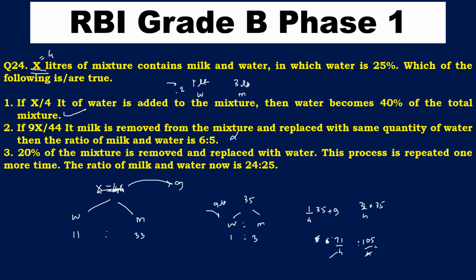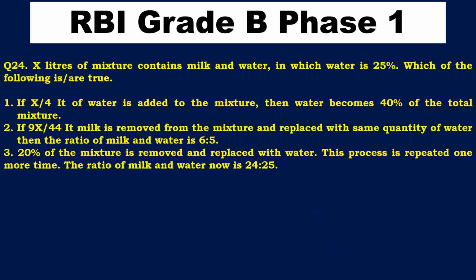Next, 20% of the mixture is removed and replaced with water. The process is repeated once more time. The ratio of milk and water is now 24:25. So we have seen the shortcut for this. If 20% of the mixture is removed, earlier the ratio of milk to total was 3:4. So initially, if we say it was 40, out of which 30 will be the milk. From the 40, if you remove 20%, what remains is 32. If you replace it with water, then it again becomes 40.